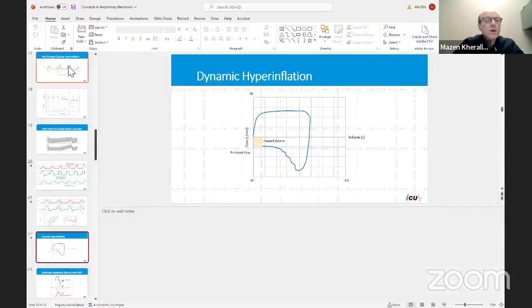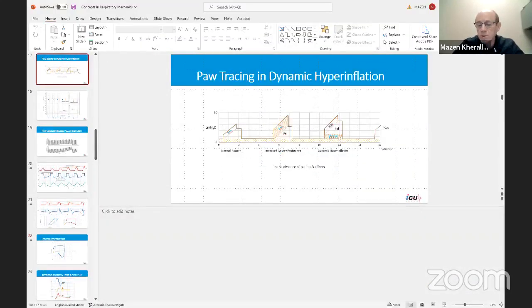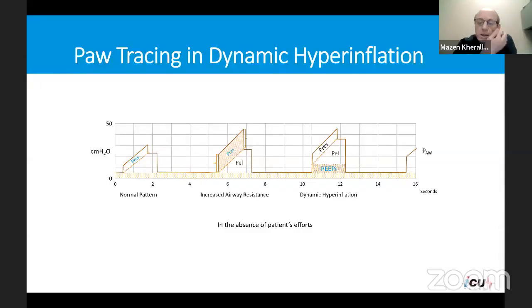Okay, so I just wanted you to know the difference between dynamic hyperinflation and increased airway pressure. Now, dynamic hyperinflation does not have to be secondary to asthma. You may have a patient who's put on the ventilator, and if you set the rate at a higher rate where you don't have enough expiratory time, at that time you build up auto-PEEP for the patient.